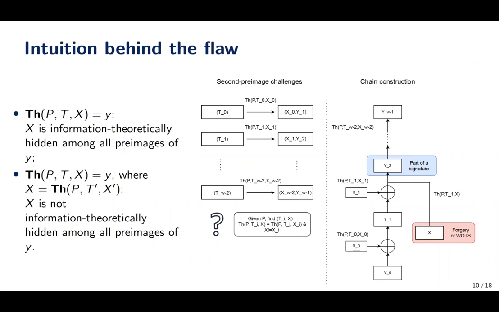But the problem now is that since we have this chaining of hashes, the preimage that we already know might not be hidden from the adversary. So I assume the situation that one of the preimages is in the range of the hash function outputs and the second preimage is not. Then the adversary can determine which one you already know and give that solution to you.